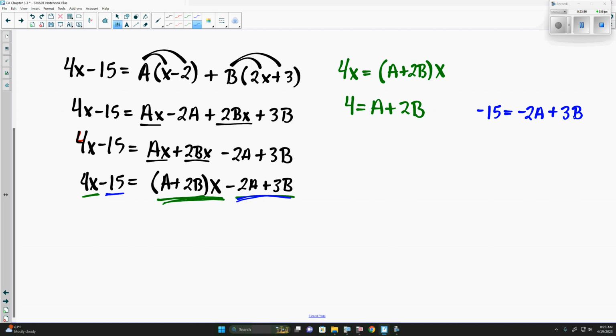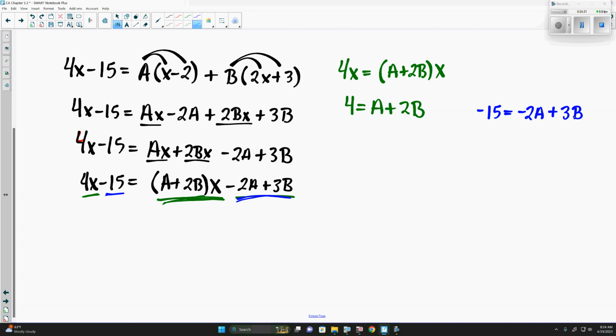Because really, if these are going to be the same, our negative 2a plus 3b should give us negative 15. Our a plus 2b, since it's in front of the x, should give us 4. The a plus 2b should add together to be 4. The negative 2a plus 3b should combine to give us negative 15. So the two sides are the same. So we get these two here.